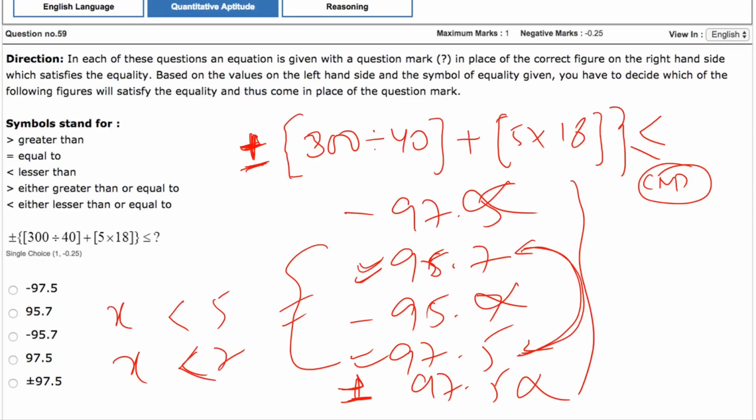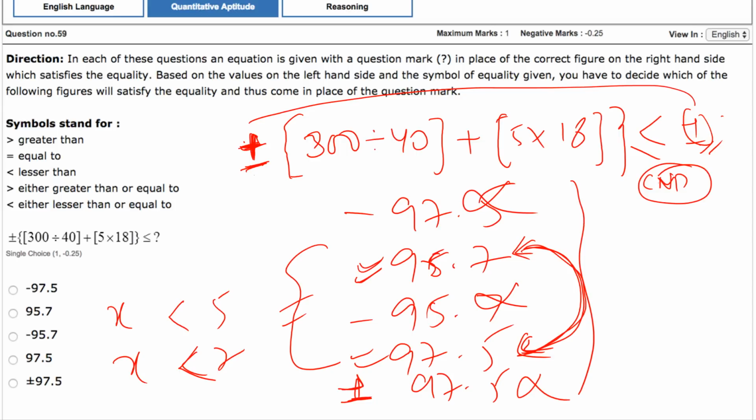First, I cannot have a plus minus here because then the answer will be cannot be determined. We have done enough quadratic. The plus of here will be greater than the minus of here. That is clear. Now a negative number cannot be greater than the positive part here, so all the negatives are also out. Now I am left between two choices, 95.7 and 97.5.